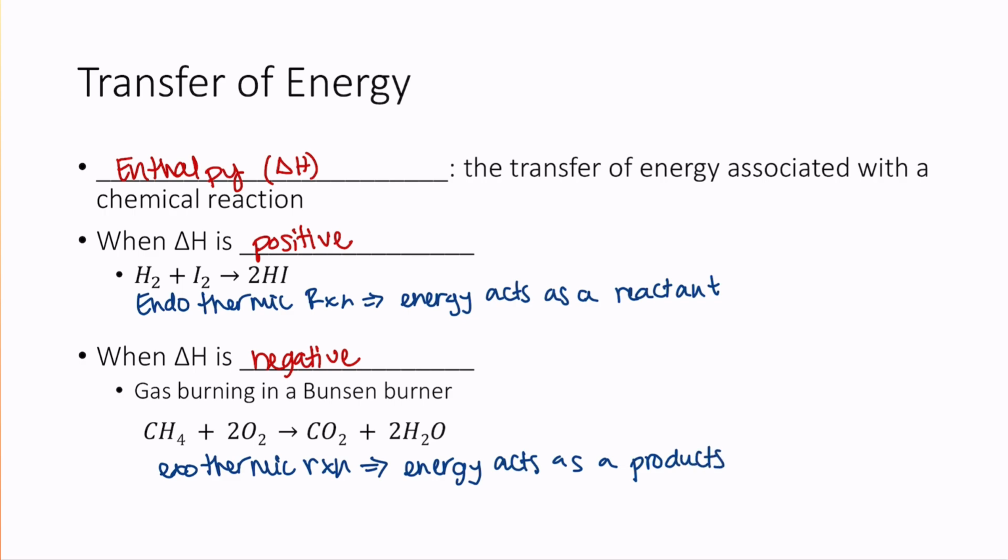So that's how you can tell when the reaction is endothermic or exothermic, by looking at the sign of delta H.